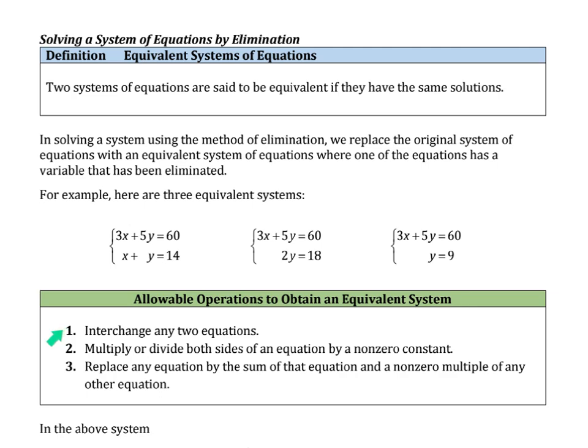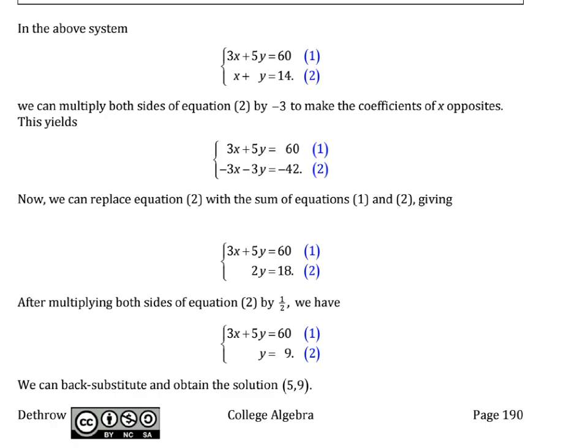We can interchange any two equations, so I can switch these two if I wanted. I can multiply or divide both sides of an equation by something that's not 0. So for example, from here to here, we can multiply both sides by 1/2, and we obtain y equals 9. And then lastly, we can replace any equation by the sum of that equation and a non-zero multiple of any other equation. So let's take a look at an example.